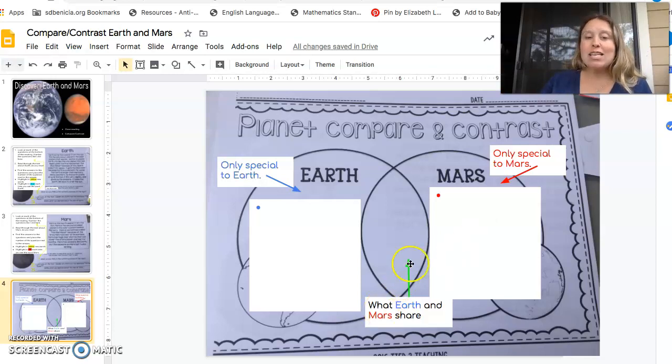Then in the middle, this space where they share, this is where you write down what they have in common. So perhaps they are similar in size, perhaps they have similar land formations, perhaps they have similar weather, I'm not sure. In order to fill out this part, you may need to go back through your reading to locate similarities. You'll notice that as you're reading, it will tell you some similar things or use similar wordings. Okay, good luck. Go to my second video to find the answers, and I hope you enjoy reading about Earth and Mars.